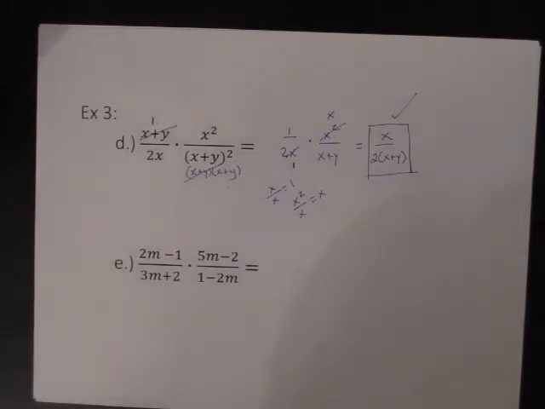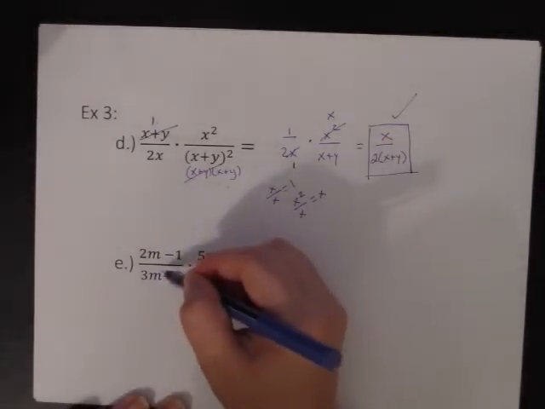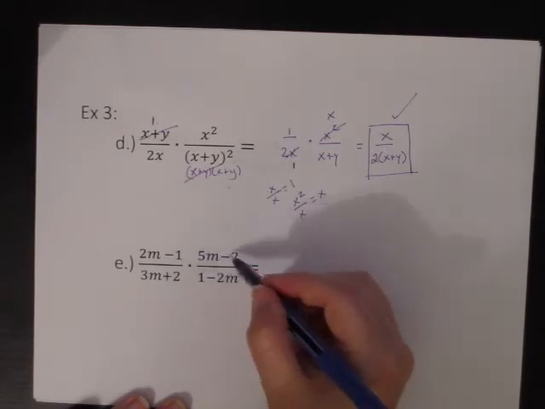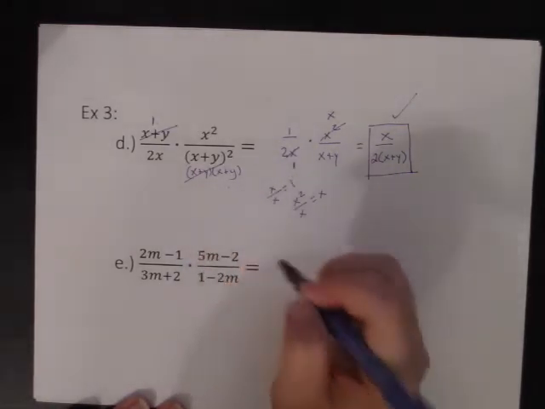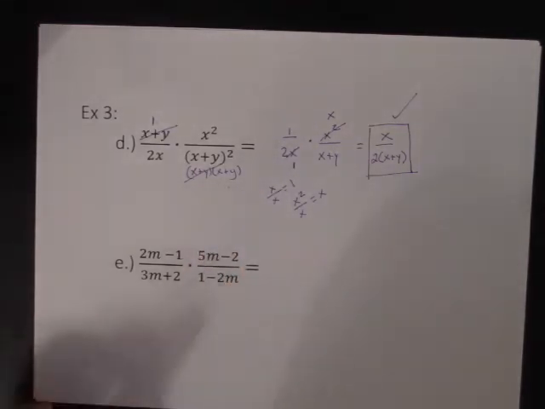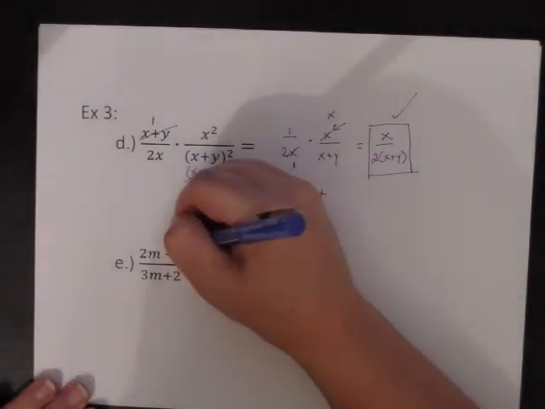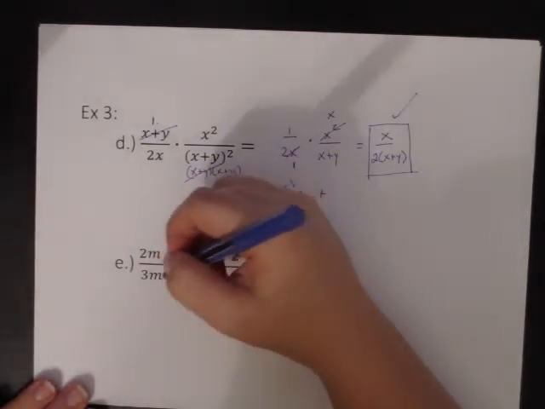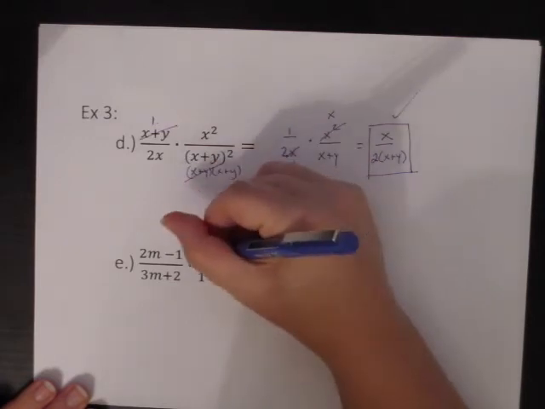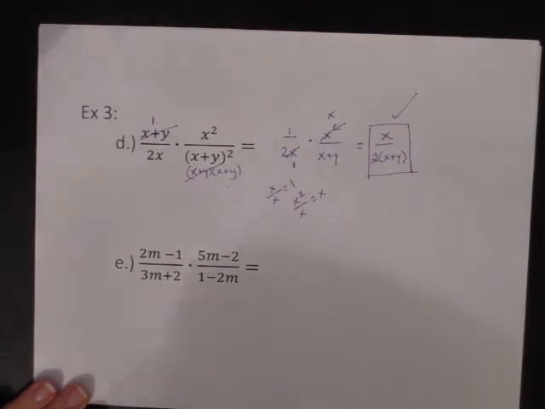Okay? So now, we're getting a little bit harder, but not much. So we got 2m minus 1 over 3m plus 2 times 5m minus 2 over 1 minus 2m. Alright? So first thing I see is I have all binomials. So since I have binomials, that's 2 terms, I'm going to look for a difference of perfect squares, or I'm going to look for a GCF. So I don't have a GCF there, so I can't factor that. It's addition, but I don't have a GCF. There's nothing I can do with this one, and the 1 minus 2m, there's nothing I can do with that either.